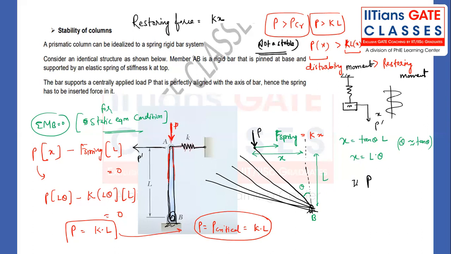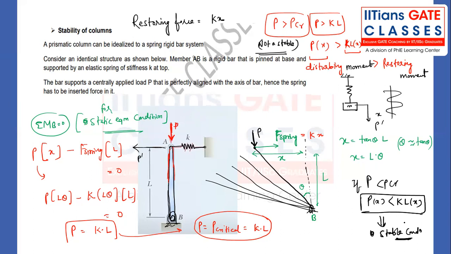If P is less than P critical, then obviously P of X will be less than K into L into X. Then obviously the disturbing moment is less than the restoring moment. Then the column will be under stable conditions.